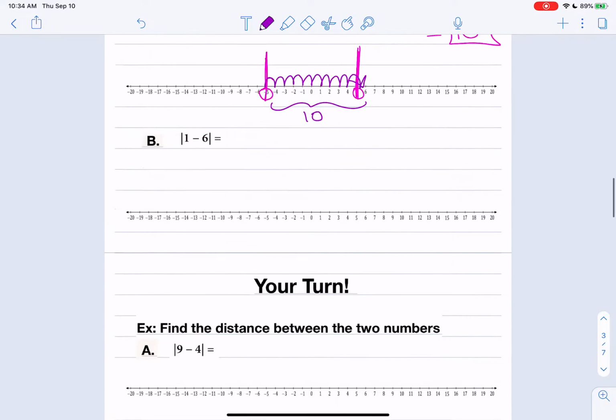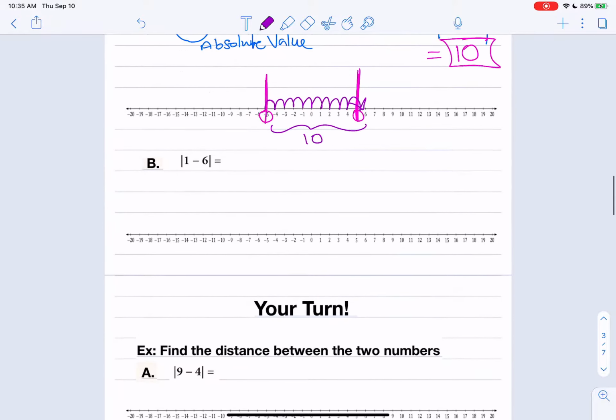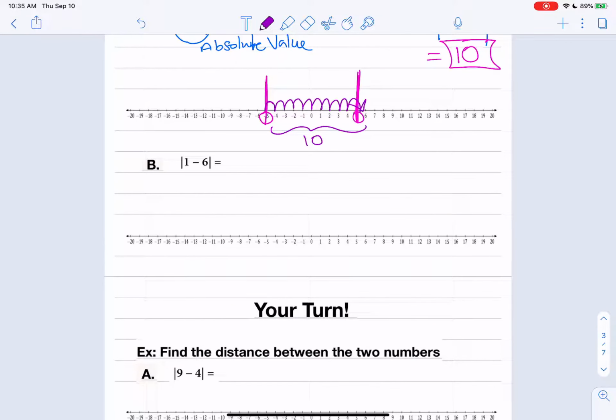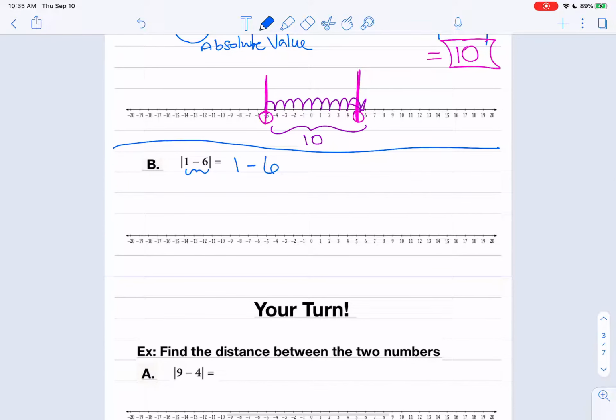All right, let's try B. B says you have the absolute value of 1 minus 6. We're looking for the distance between 1 and 6. So first I'm going to show you numerically. Let me choose a new color. Let me go ahead and divide the page so we don't get confused. All right, so remember we have to do the inside first. So we have 1 minus 6.